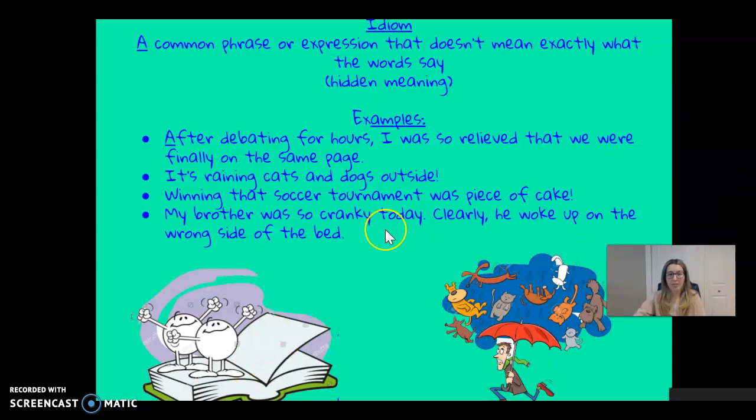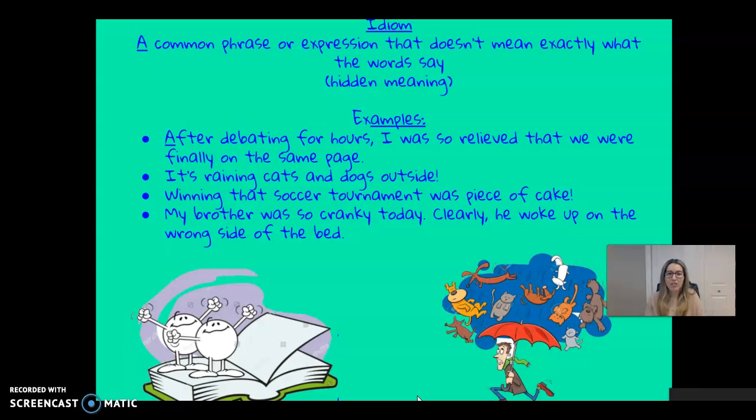For example, here are some sentences that use idioms. After debating for hours, I was so relieved that we were finally on the same page. Take a look at my little clip art down here. When we say that phrase, what we're saying is that you're in agreement. But the words are saying that you're on the same page. Are you necessarily on the same page? No, we don't have two people standing on the same piece of paper, but it's just a phrase that we use to express an agreement. It's raining cats and dogs outside. Is it really? No, but we know that that means that it's raining heavily or a lot.